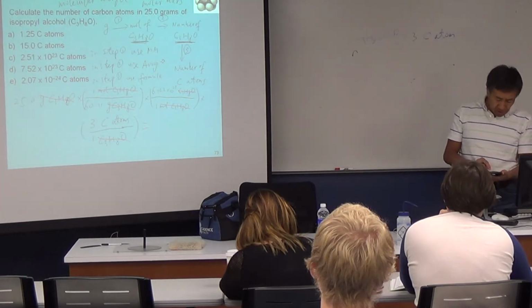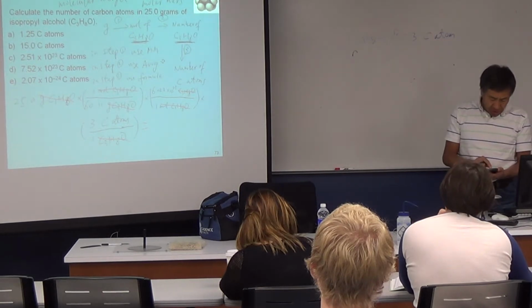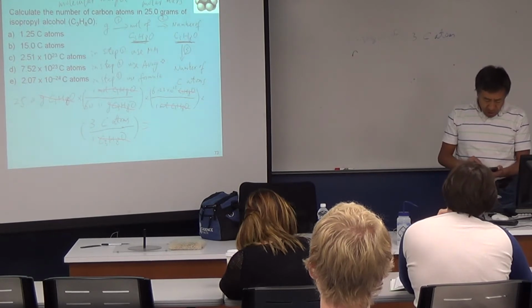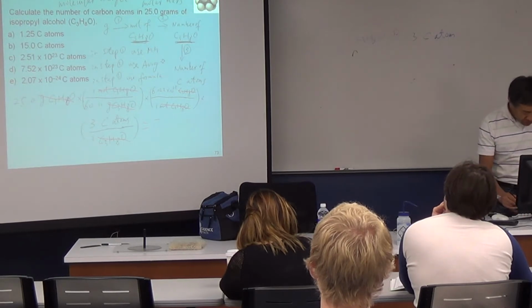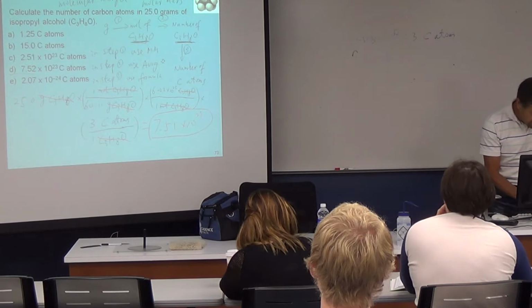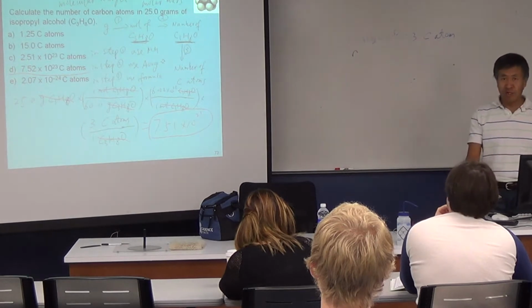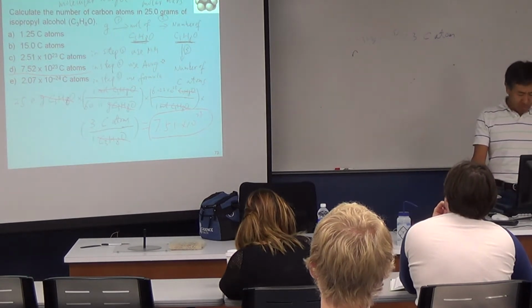So then the calculation is probably straightforward. You use the calculator. So you get 25 divided by 60.11, and then times 6.022 times 10 to the positive 23. Right? So then times 3. And you get 7.51 times 10 to the 23. And the answer matches closely with D, even though there is a numerical difference, but those are numerical errors, depending on what molar mass you use.